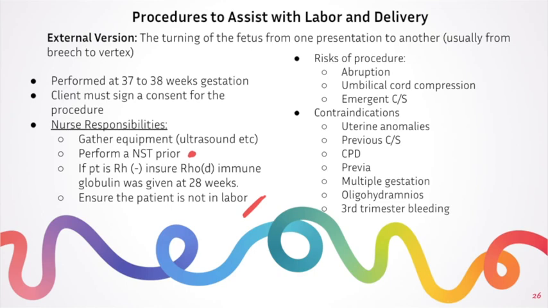Sometimes the docs will order some medications to help relax the uterus, because to turn a baby, you have to push hard externally on the uterus. Some docs will have a patient get an epidural because they don't feel it then. Other docs will use what we call a tocolytic, which we get to later on, which relaxes the uterine muscle so they can try to turn the baby.